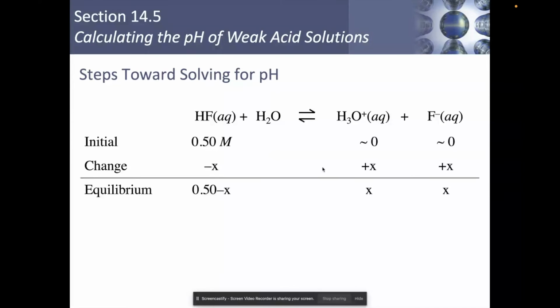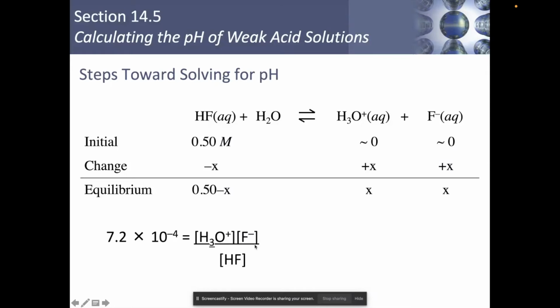All right, now we need to set this up in an ICE diagram. What's our initial amount we were given? 0.5 moles per liter. What's our change? We don't know. Essentially, this is 0, and so we're adding x to this. Now, remember, when we're writing our equilibrium expression, it doesn't include liquids, so water is not included. So we have our Ka value equals hydronium ion concentration times fluoride ion concentration divided by hydrofluoric acid concentration.